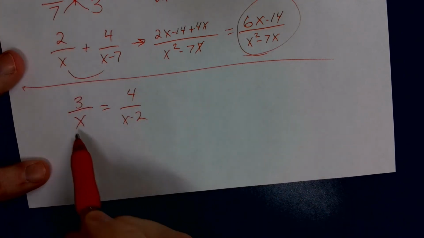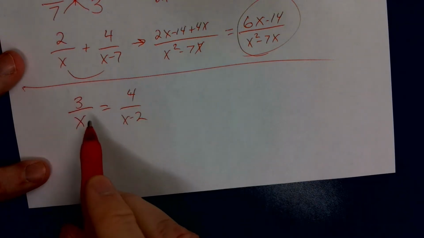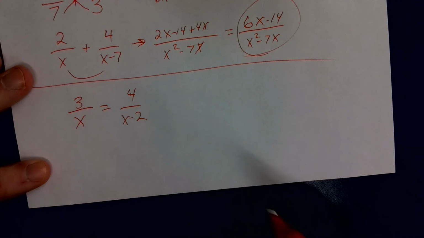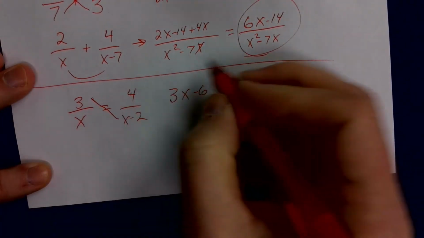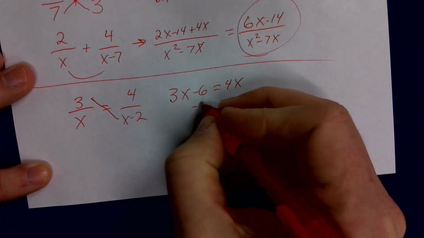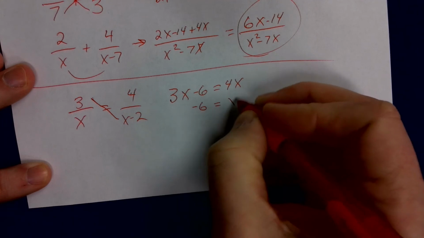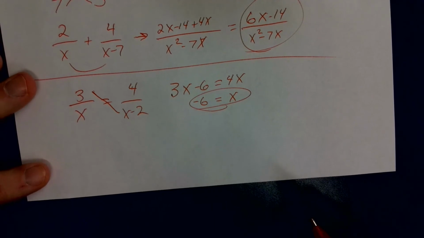When we have an equal sign, a fraction equal to a fraction, we do cross multiply, but we don't smiley face. We cross multiply to solve the equation. So I go here and I get 3x minus 6, and I go here and it equals 4x. Subtract the 3x and I get negative 6 equals 1x, and x is negative 6. Throw it back into the original problem and check to see if it actually works.